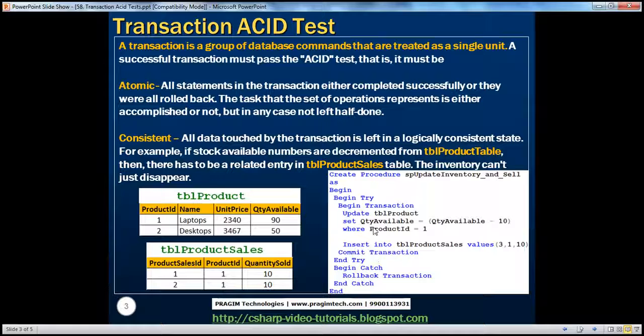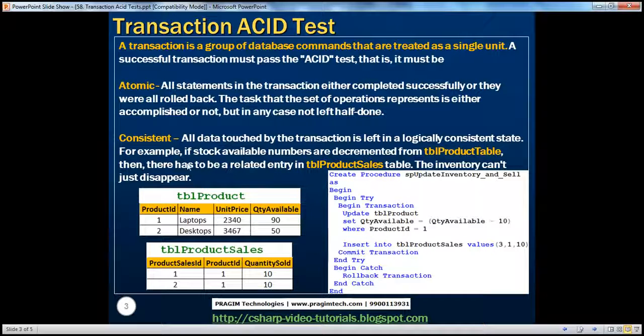Either both of them succeed. If one of them fails, the data that's modified by the other statement should be undone and rolled back, so that the database is in a state similar to before we began the transaction. So either both of them should succeed or none of them. That is the atomicity of a transaction.